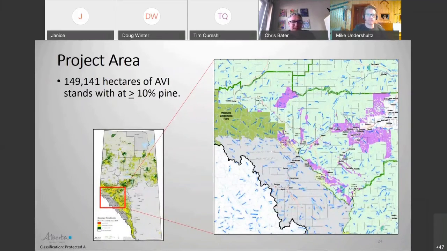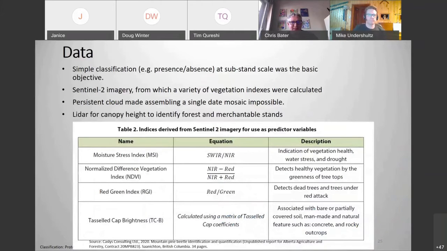The area was 150,000 hectares, but overall we actually had stands identified through the Alberta Vegetation Inventory that we wanted classified. But because of the way satellite data is collected, we classified everything inside and outside of those stands. And again, it was Castless Consulting that did this work for us. They won the competition to do this classification. So next slide, Mike. Thank you.